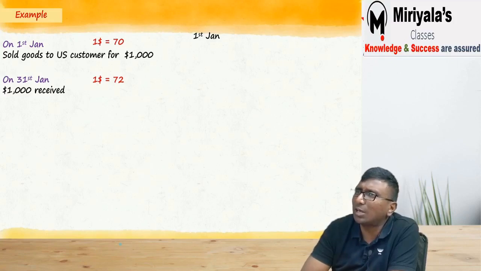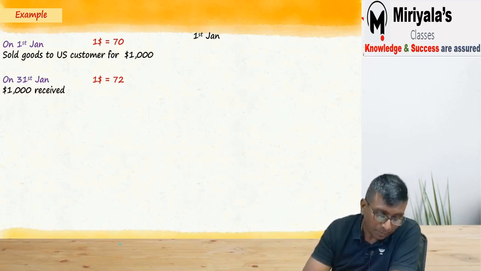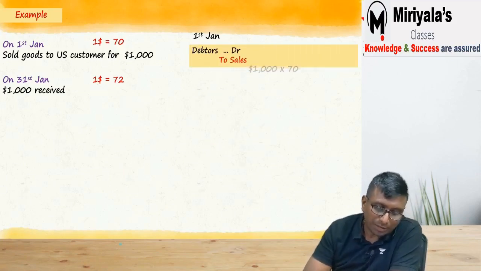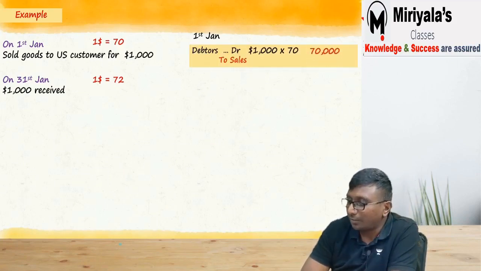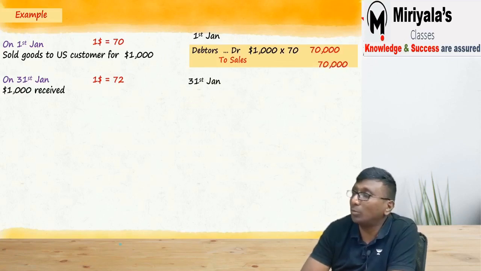Very basic question. Answer me please. 1st January, what is the journal entry? Customer account debit, or debtor account debit, to sales. What number? Right, 70,000. $1,000 into 70, 70,000 rupees. And what about the next one? For 31st January, tell me.